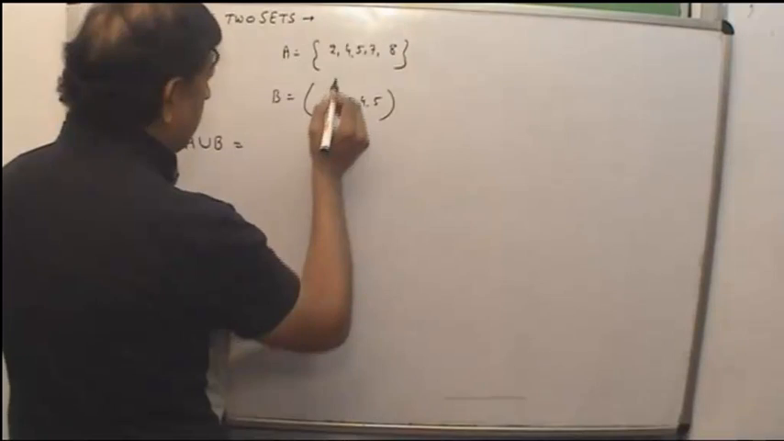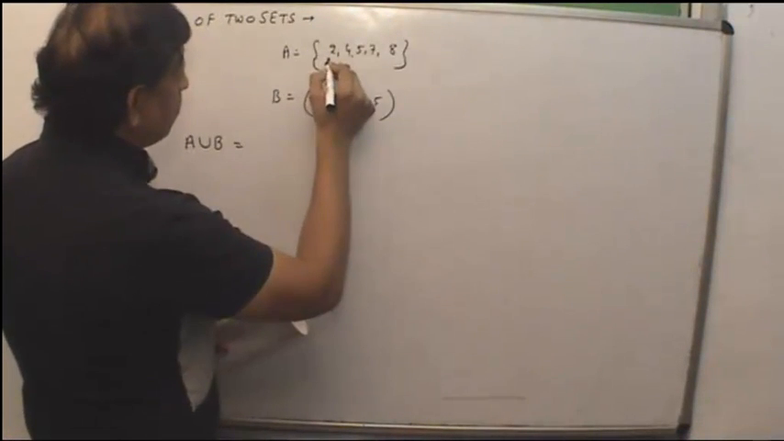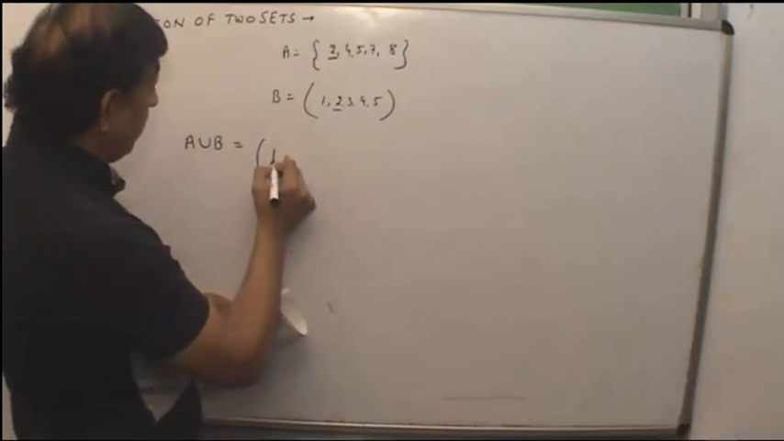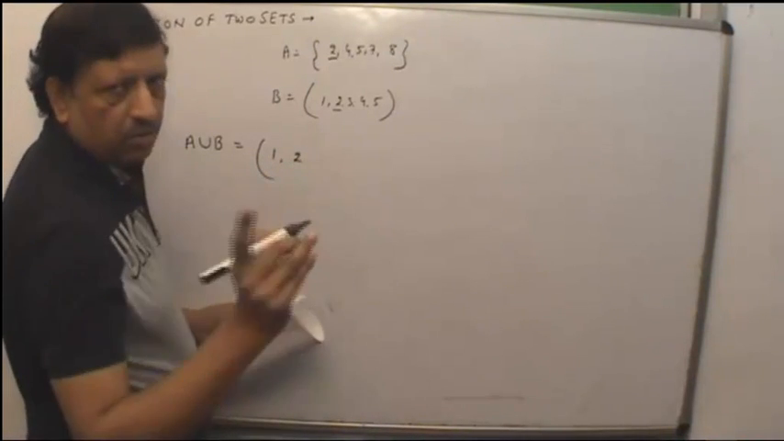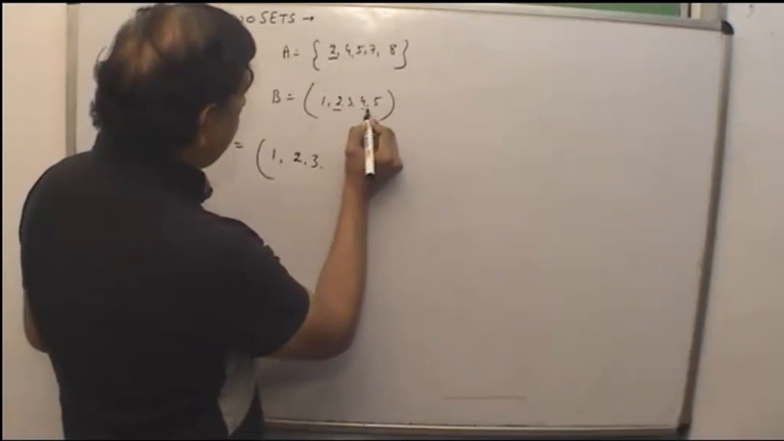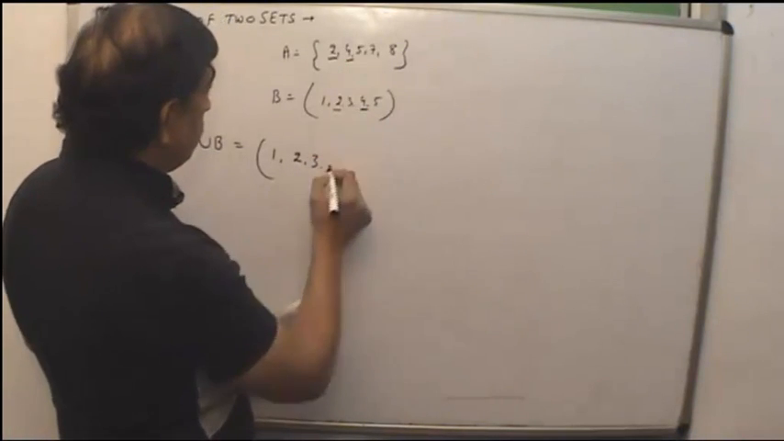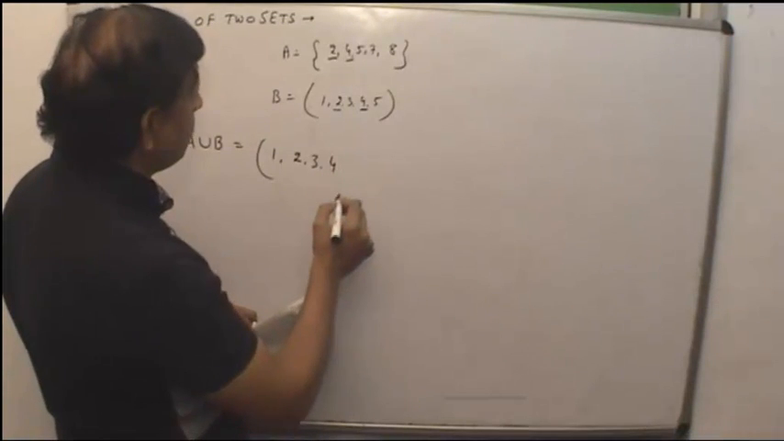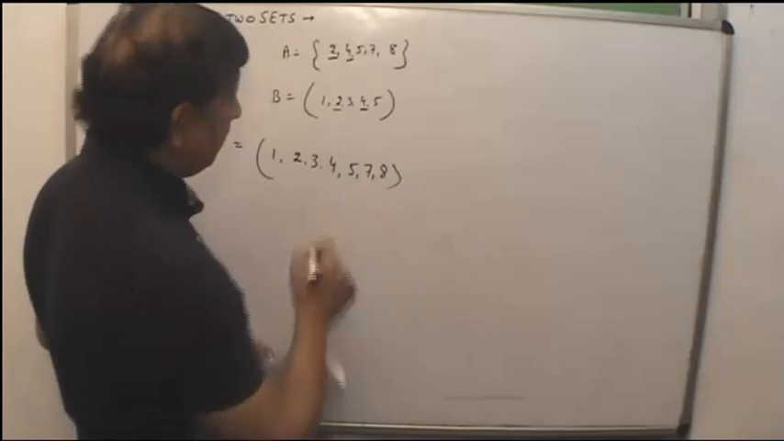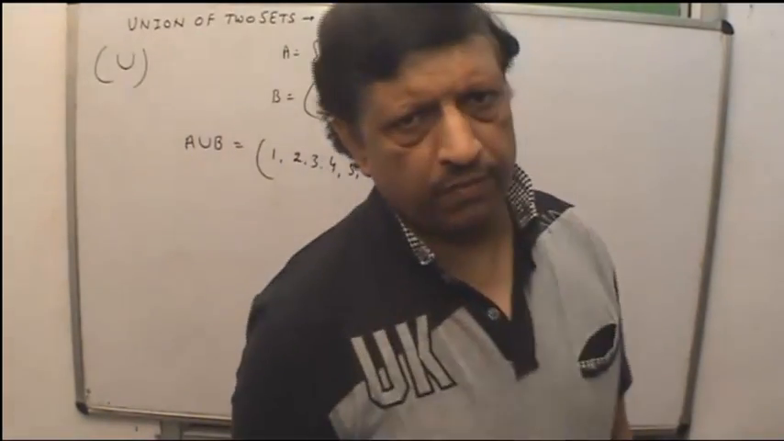If we start combining, 2 is also present here, 2 is also present here, so we write 1 and 2, and 2 only once. Then 3, and 4 is present here and also here, we write it only once. Then 4, 5, 7 and 8. It is the union of two sets.